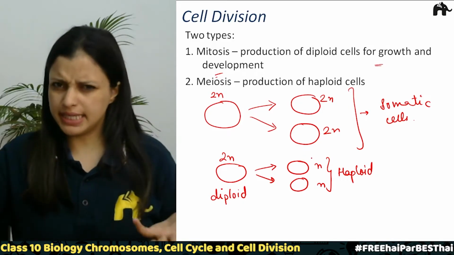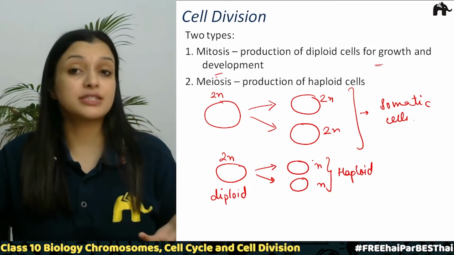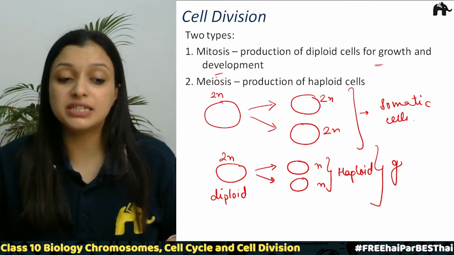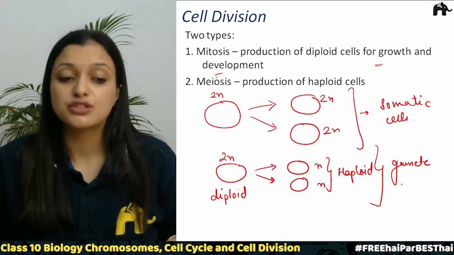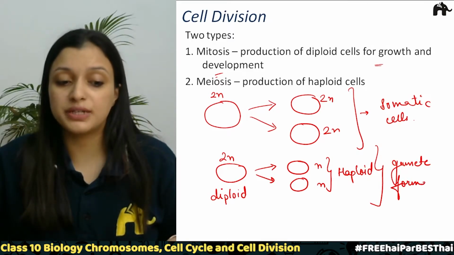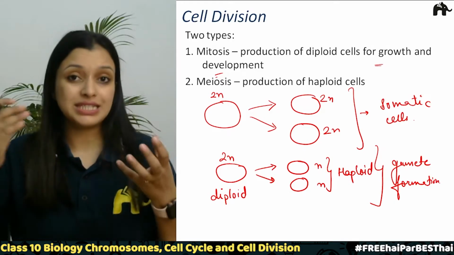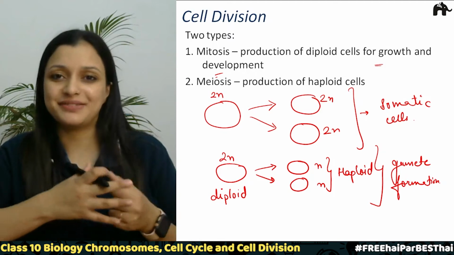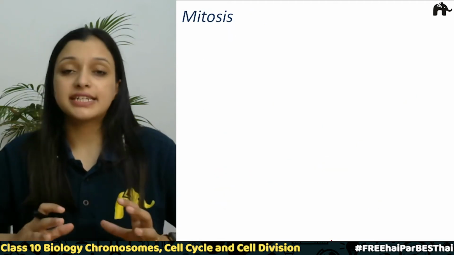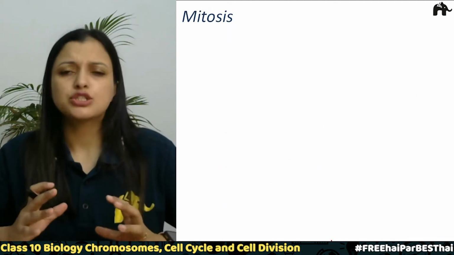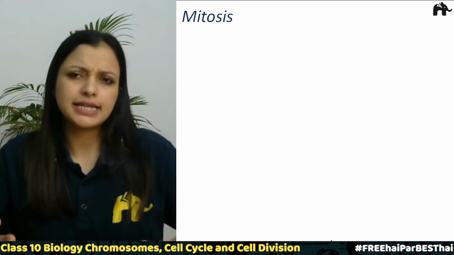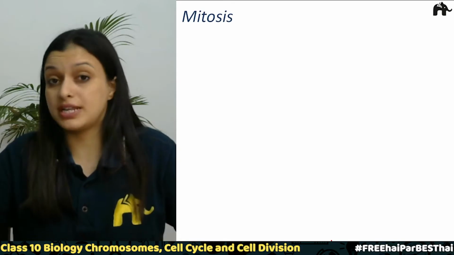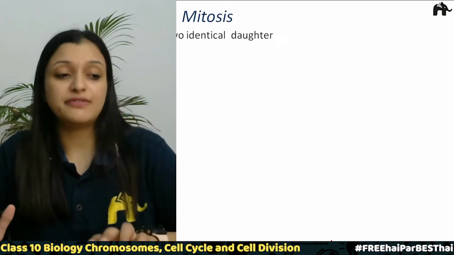And where do we see this kind of cell division, meiosis? These are generally seen in gamete formation. So in gamete formation, this type of cell division, that is meiosis, is seen. Now starting with mitosis. As compared to meiosis, mitosis is a much simpler kind of cell division. So what happens in mitosis? I will tell you.